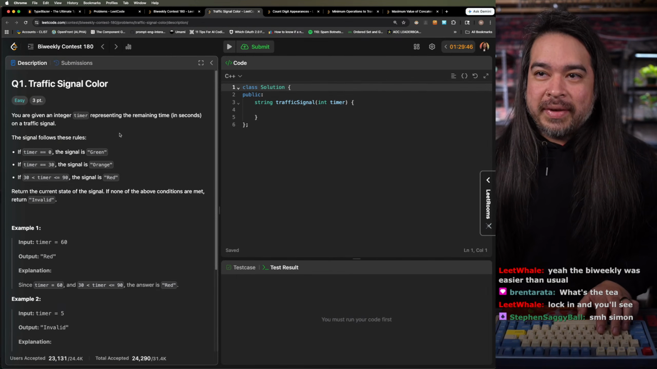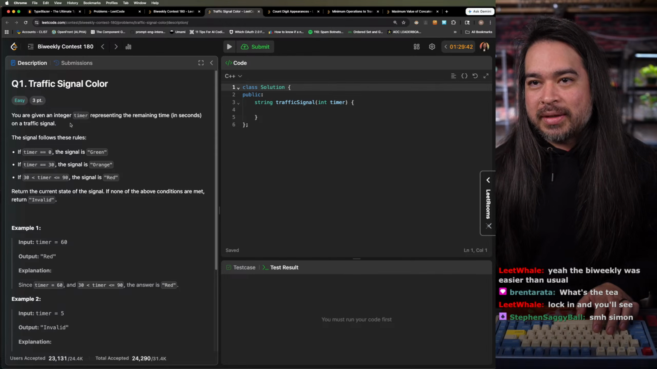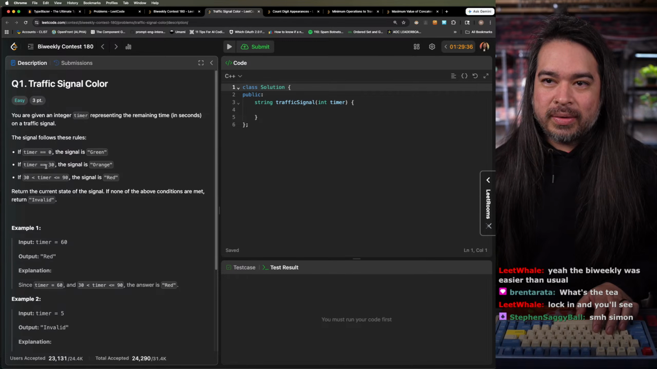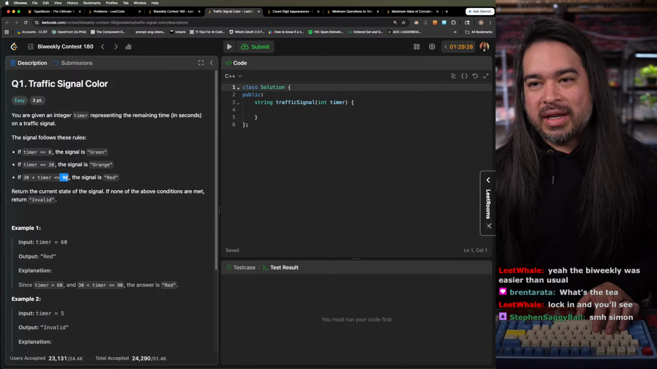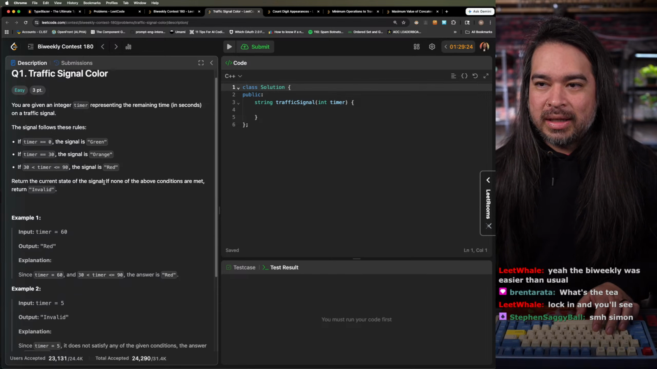Q1, traffic signal color. You're given an integer timer representing the remaining time in seconds on a traffic signal. The signal follows these rules. Timer equals 0, signal is green. At 30, it's orange, and if the timer is between 30 and 90, it's red. Return the current state of the signal. If none of the above conditions are met, return invalid.